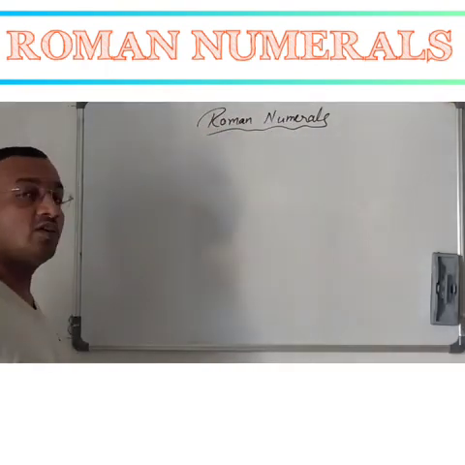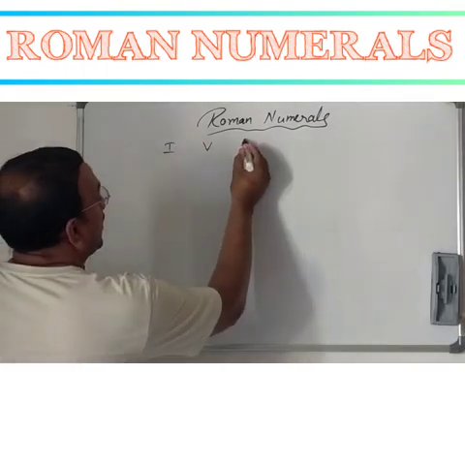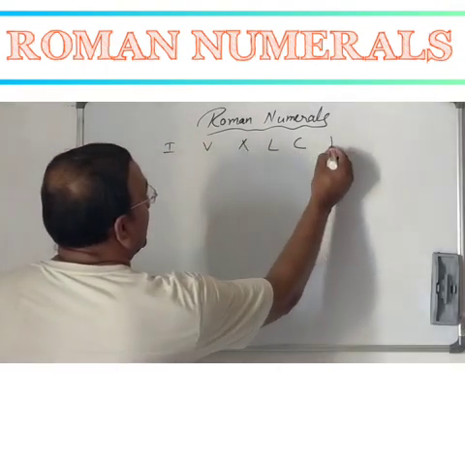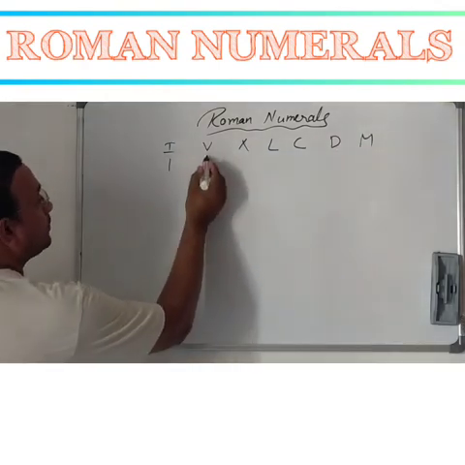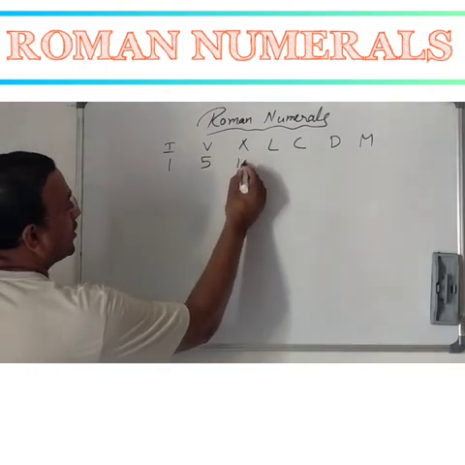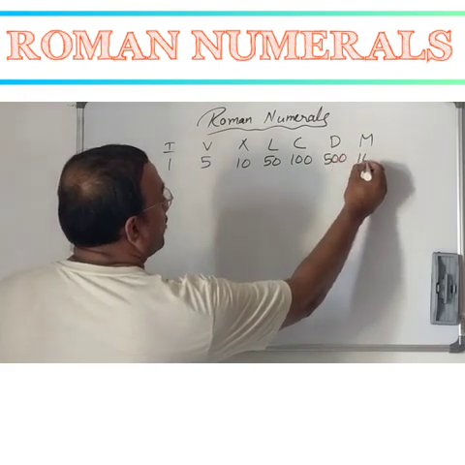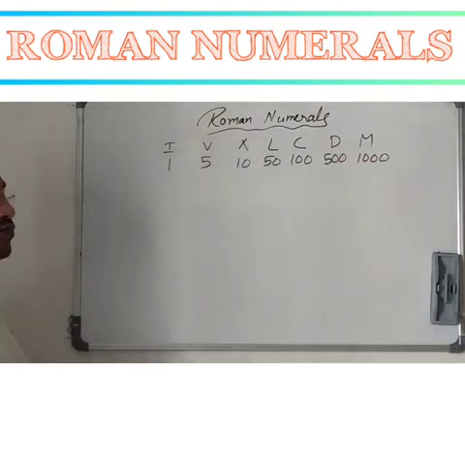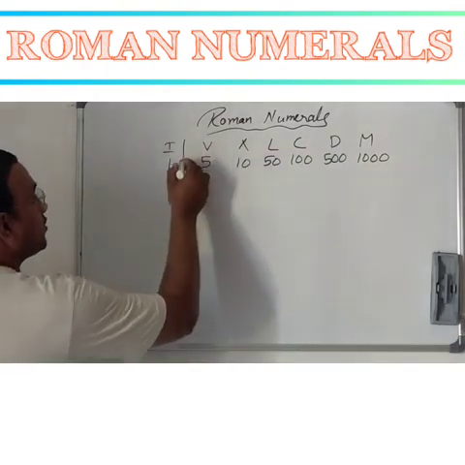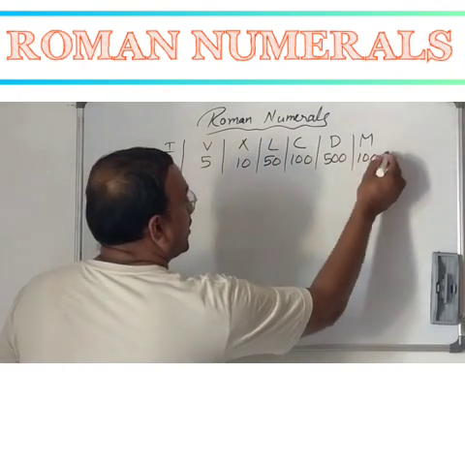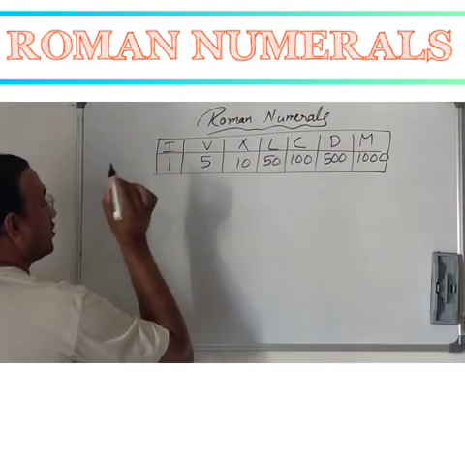So we have 7 basic Roman numerals. I think everyone knows them: I, V, X, L, C, D and M, and their values in our system. I means 1, V means 5, X means 10, L means 50, C means 100, D means 500 and M means 1000. So these are the 7 basic Roman numerals which we come across in our day-to-day life also.